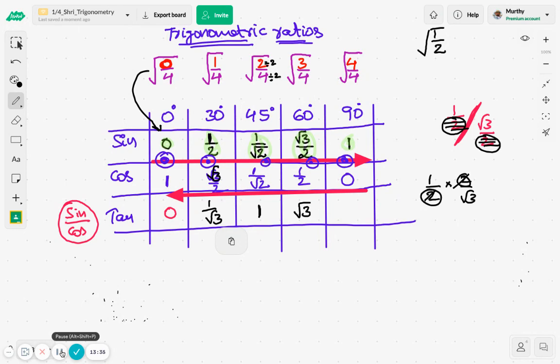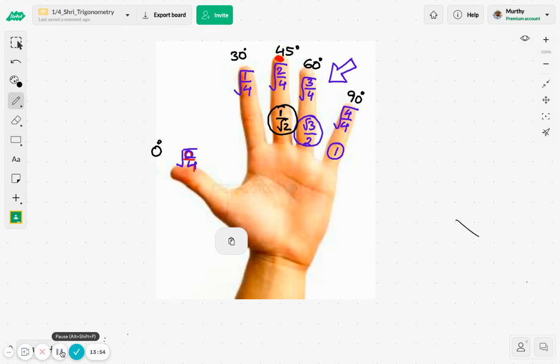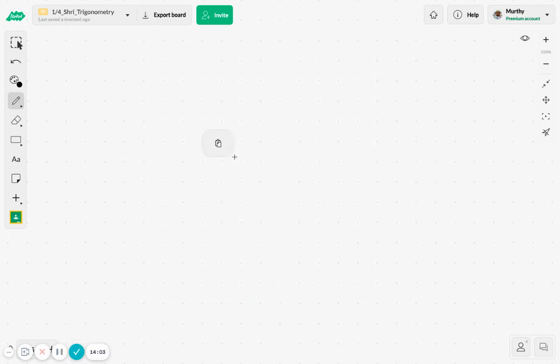Next, 1 over 0. As you know, 1 over 0 is not defined. By the way, tan 90 you will never get while solving the problems. So first of all, you have to practice how to remember sine values. Once again, I'm repeating. Let me go to a fresh page.